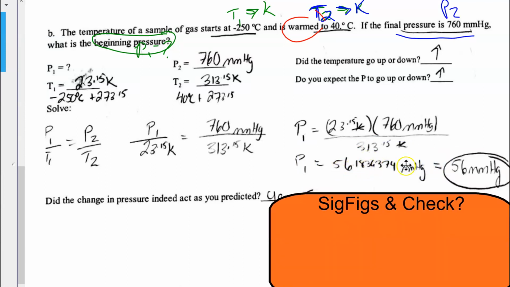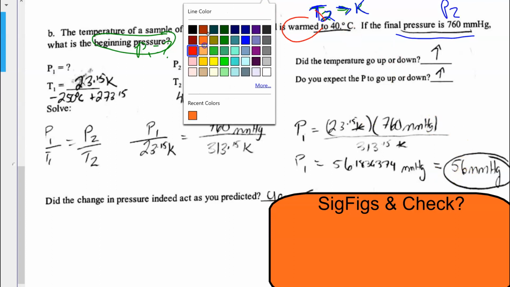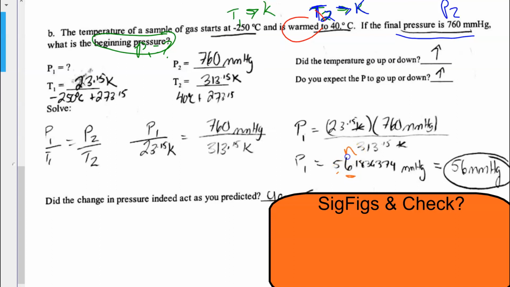56.18 millimeters of mercury. Now go back to the original problem. 2 sig figs here. Technically, we ended up with 2 and then also 3 sig figs in the temperatures. Keep it to 2. That's our least number anyways, no matter how you look at it. So 2 sig figs, 1, 2. Look to the right, 1 won't round the 6 up. 56 millimeters of mercury is my final answer.